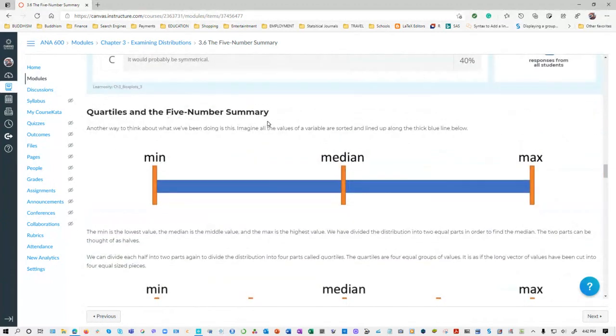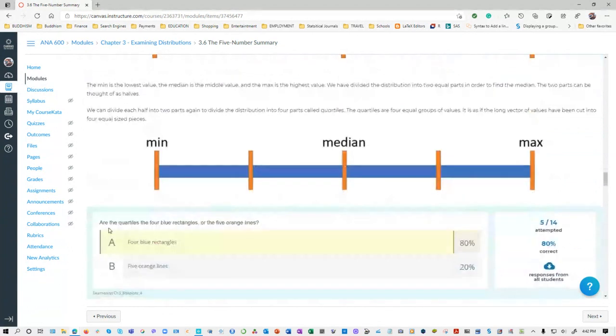Quartiles and the five number summaries. These are the numbers, quartiles. Are the quartiles the four blue rectangles or the five orange lines? Quartiles are the four blue rectangles. Those are the quartiles. These are the numbers, the five number summary, which is used to get the quartiles. These regions you get by having the five number summary, minimum, Q1 and so on. These are quantiles.